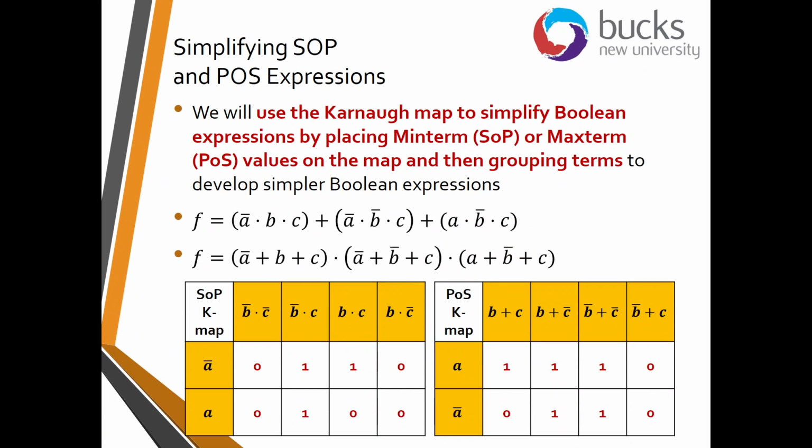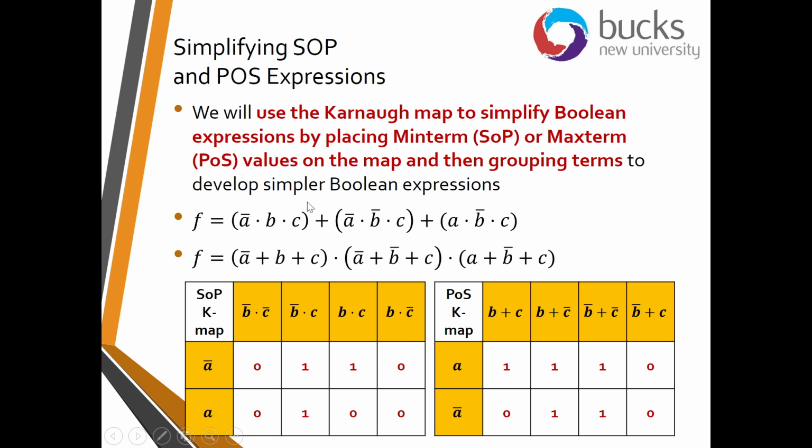So, simplifying with sum of products and product of sums expressions. We will use the Karnaugh map to simplify Boolean expressions by placing min terms for sum of products or max terms for product of sums values on the map, and then we'll group those terms to develop simpler Boolean expressions. So we map our min terms and our max terms onto the appropriate Karnaugh map. Here I have two Karnaugh maps, one for SOP, as labeled in the top left corner, and one for POS. And I've mapped these terms on it.